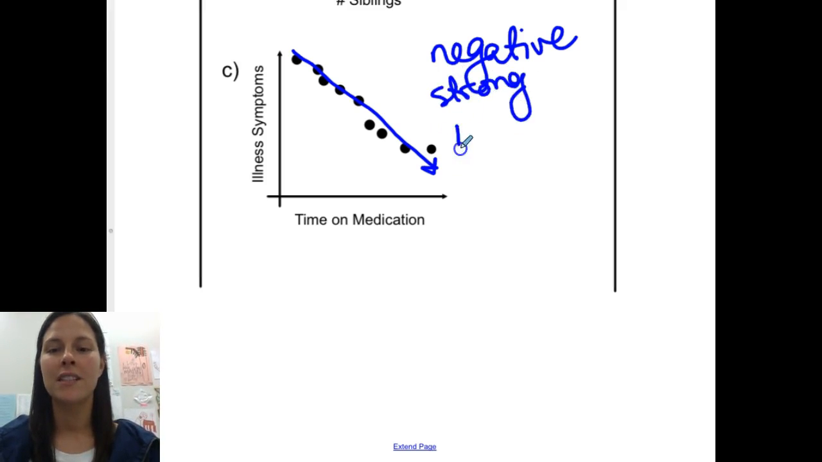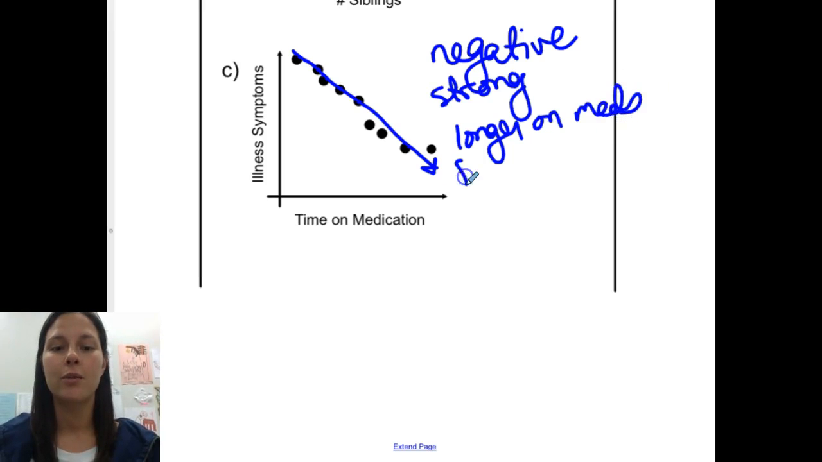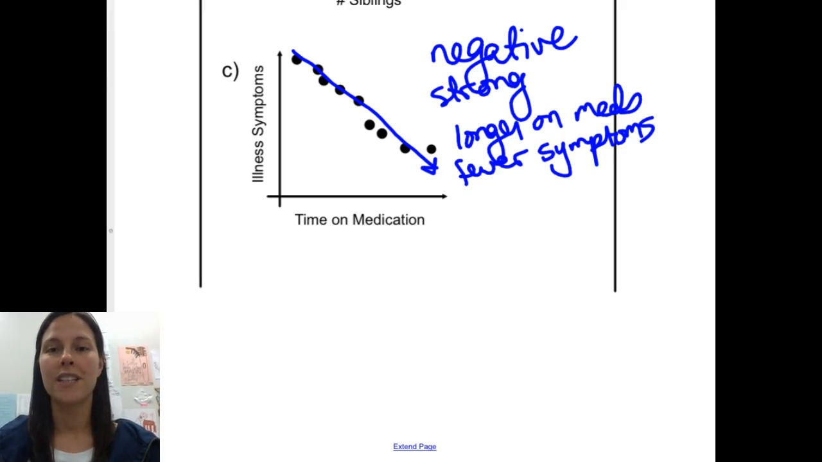And what it means is the longer we're on medication, the fewer symptoms we experience. So notice one word is a positive word, the longer we're on the medication. The other word is a negative word, the fewer the symptoms we have. That's when we get a negative correlation.